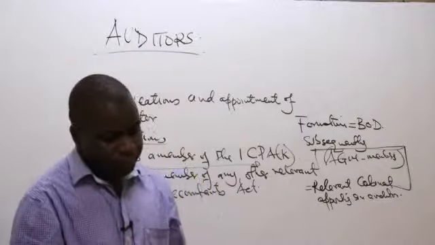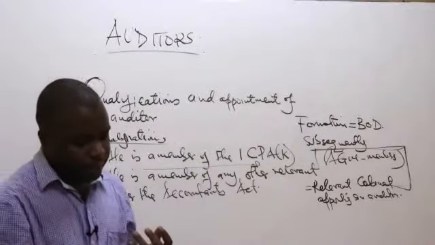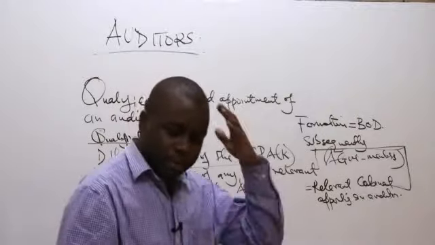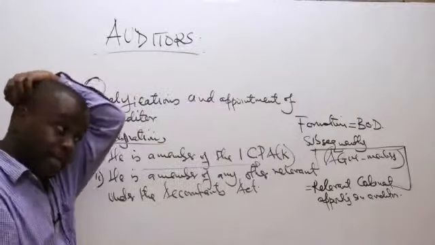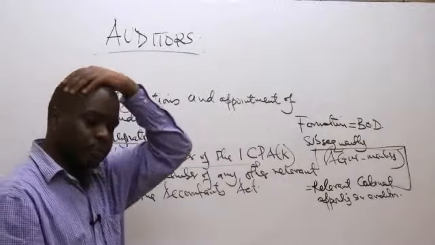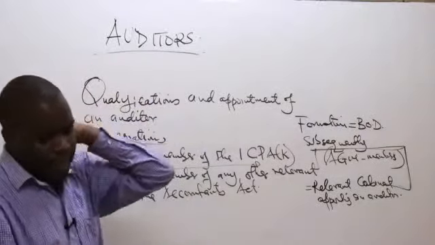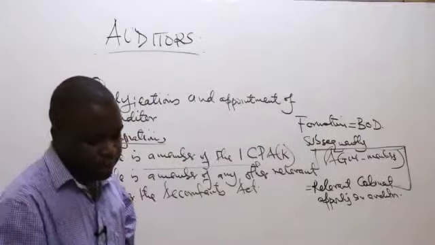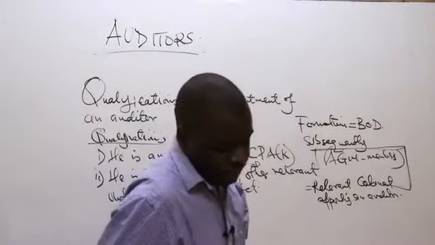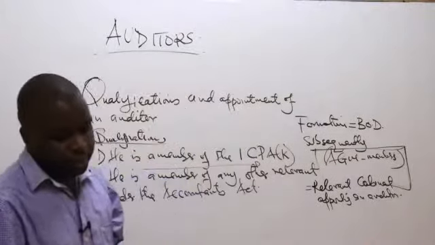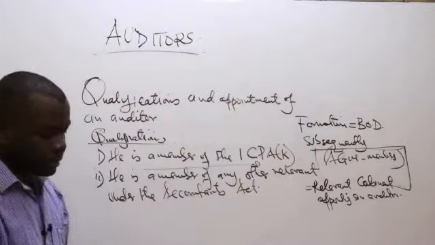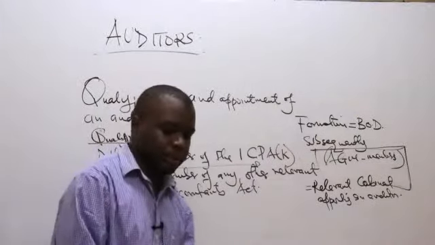Number two, a resolution has been passed to reappoint someone else. A resolution has been passed to appoint someone else to serve as an auditor and not him to be reappointed. Then number three, a resolution has been passed that he should not be reappointed.